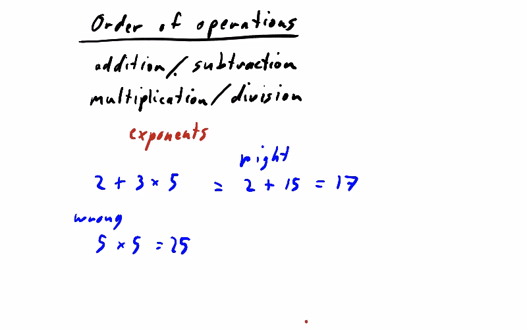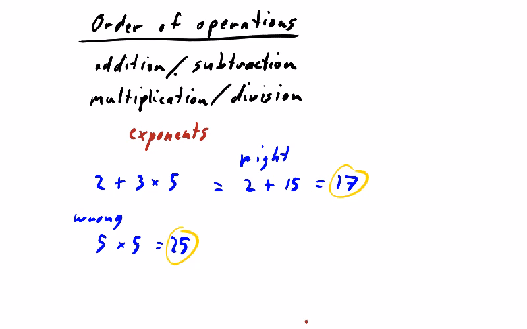We clearly can't have 2 different answers here. We can't have the answer to this problem being 25 while also being 17. 2 plus 3 times 5 has to be one or the other. So mathematicians have decided that we will make 2 plus 3 times 5 equal to 17 because we will give precedence to multiplication over division.